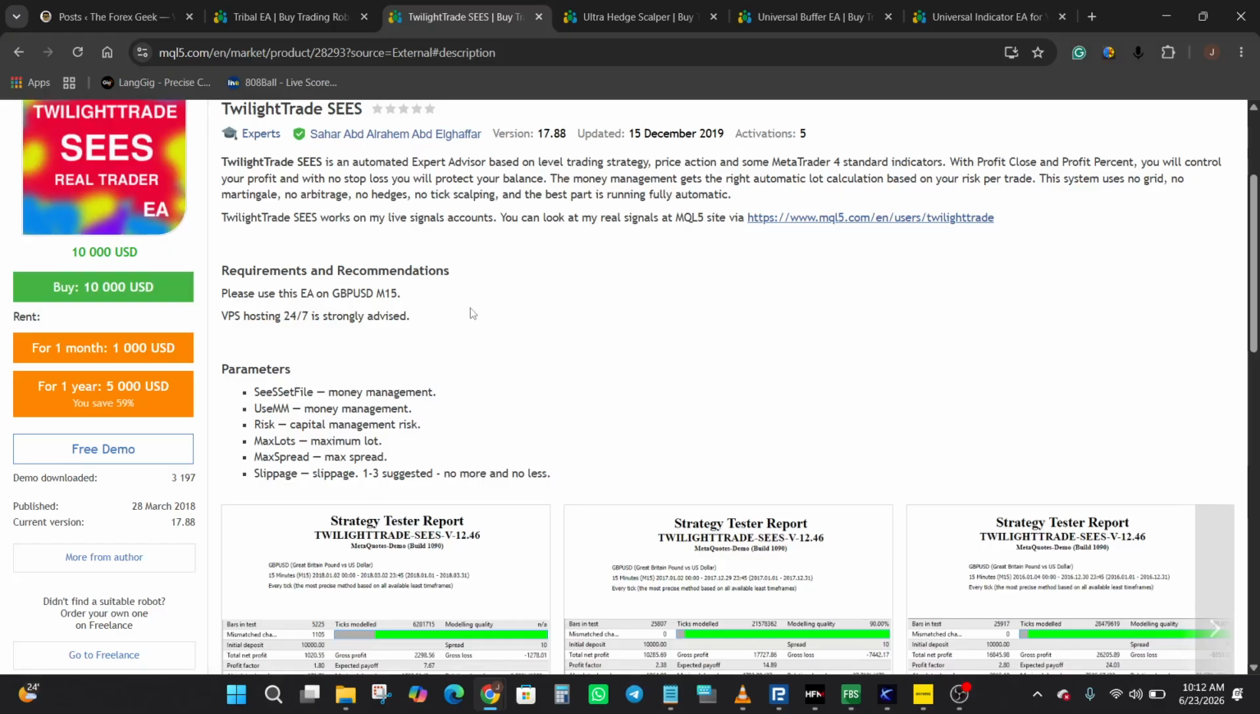Another recommendation shown here is the use of VPS hosting on a 24-hour basis. Since this is an automated trading system, maintaining uninterrupted platform operation may be beneficial for consistent execution.